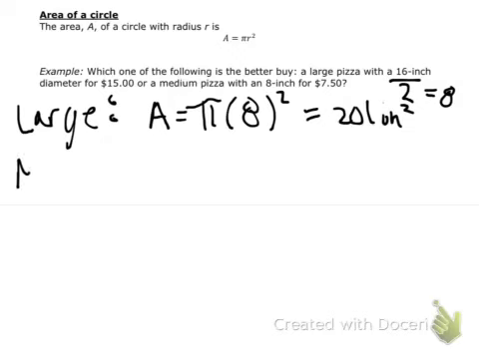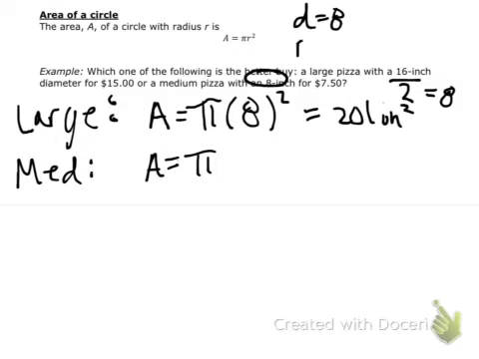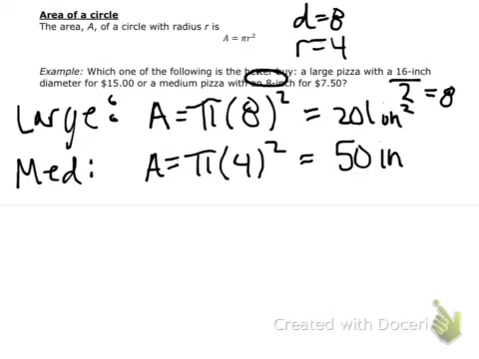For the medium pizza, our area is going to be pi times our radius. So we need to find the radius of this 8-inch. So if D equals 8, then r is half of that, so r is equal to 4. So it's going to be pi times 4 squared. Plugging this into your calculator, you will get 50 square inches.